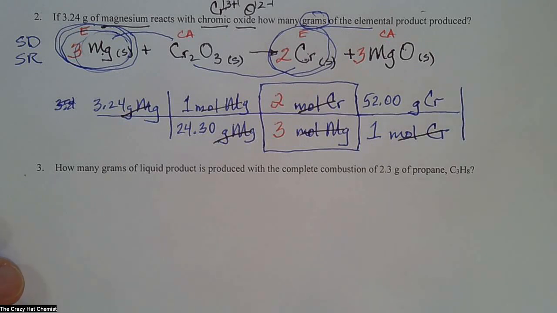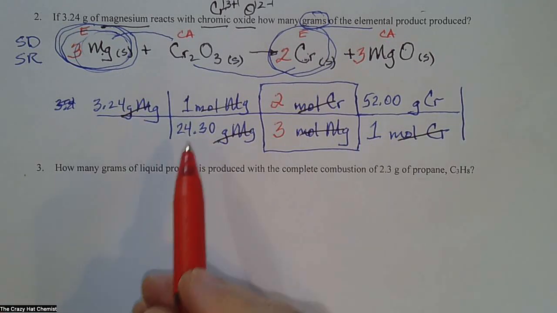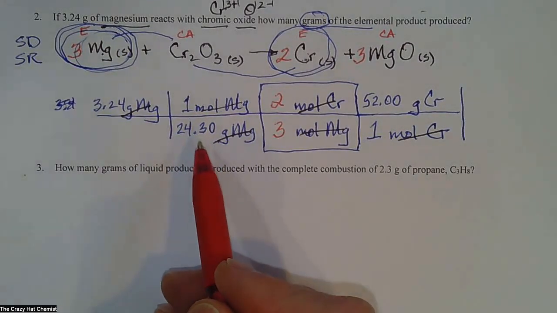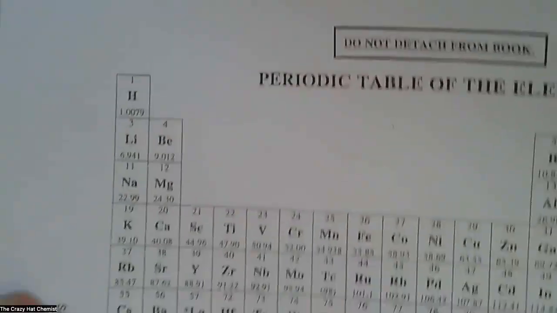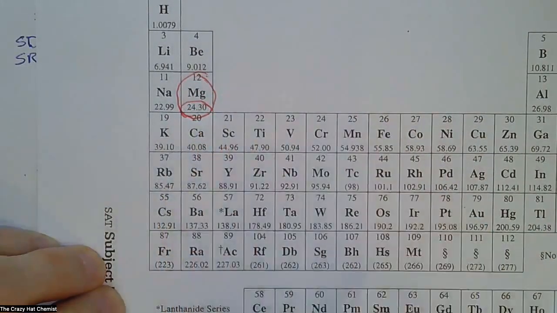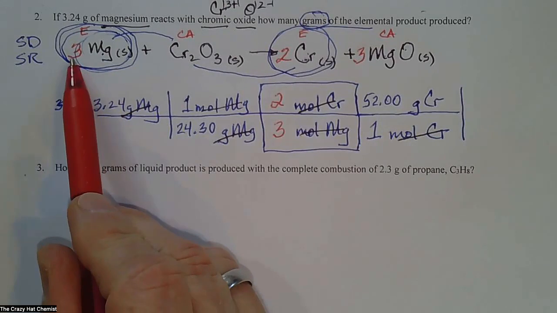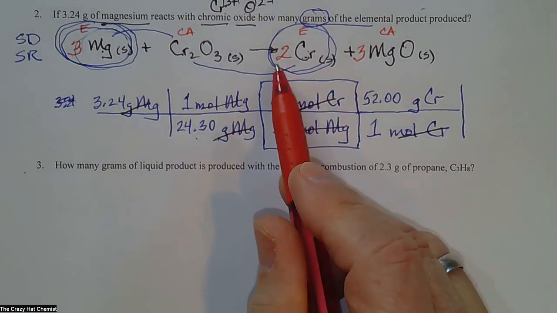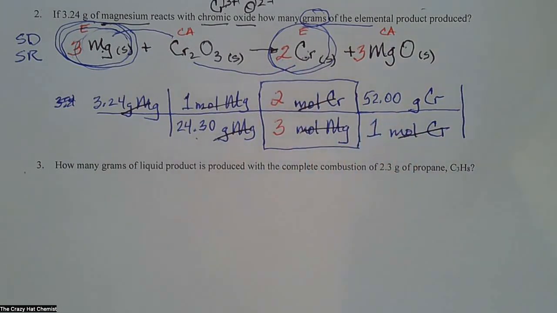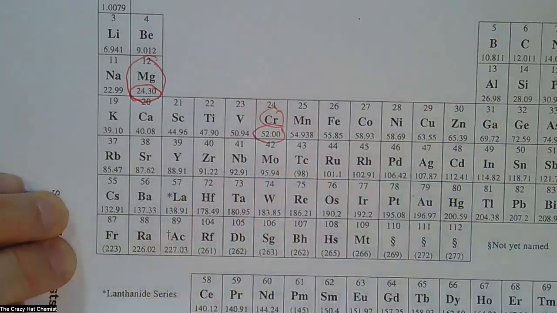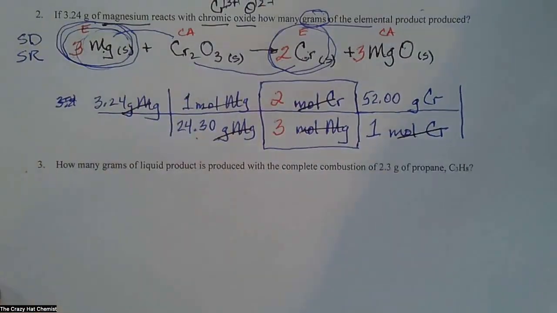So just to note again, just to make sure, this molar mass of magnesium is only what is on the periodic table. And what is on the periodic table is 24.30 for magnesium, right? I have not multiplied that number by 3. It's just 24.30. Furthermore, this chromium, even though there's a 2 coefficient in front of it, I am only using the molar mass for chromium, and that's 52.00. I am not using any other number.